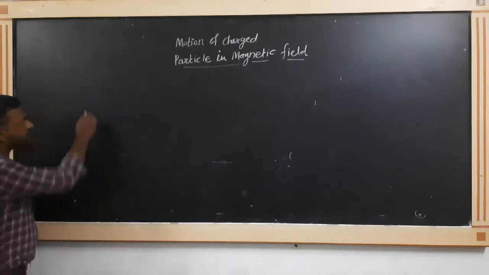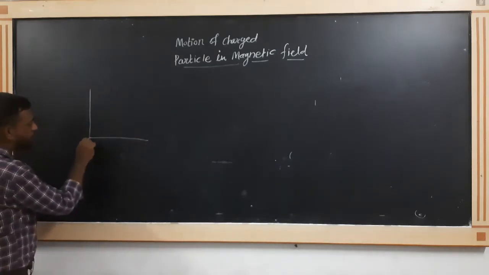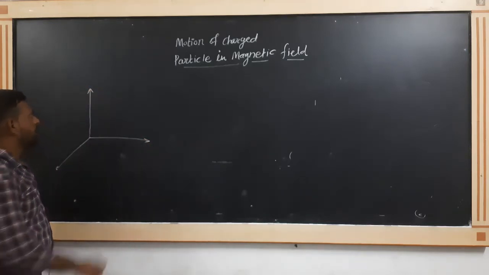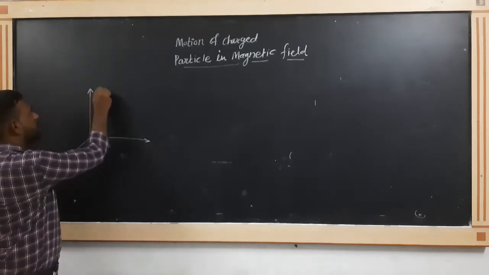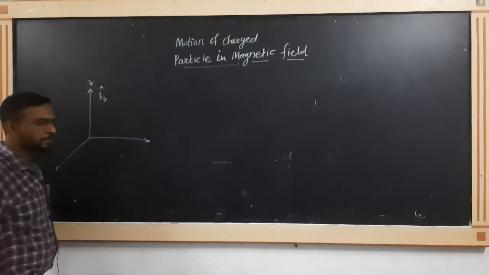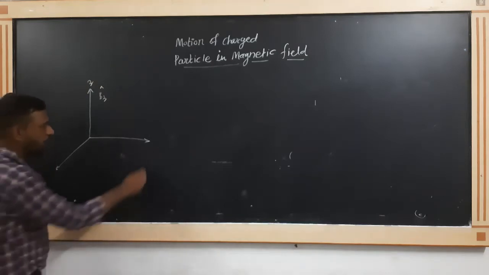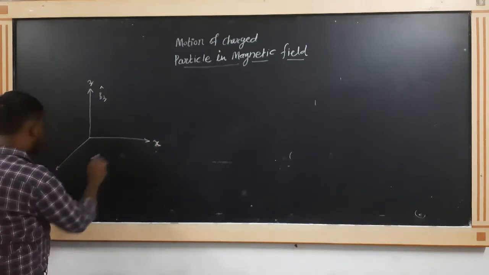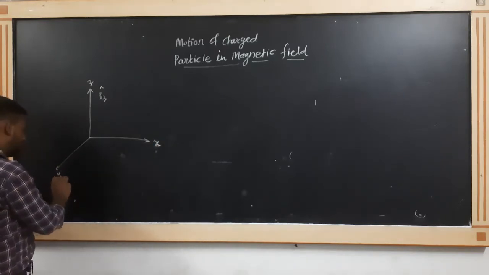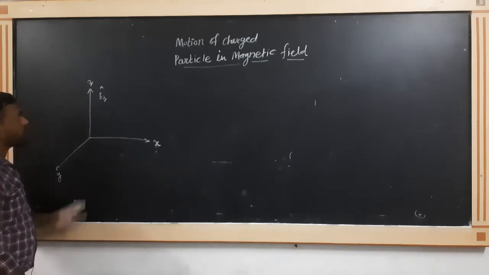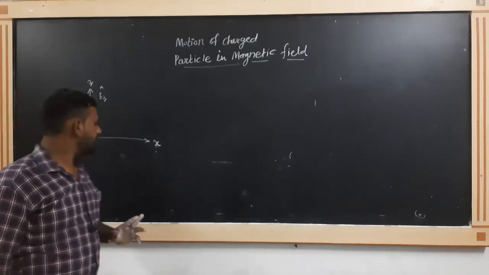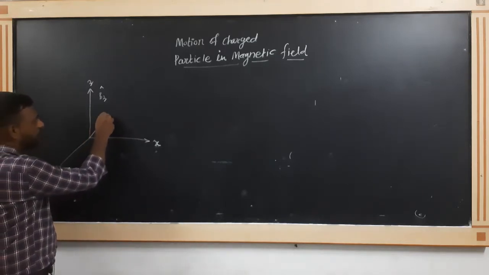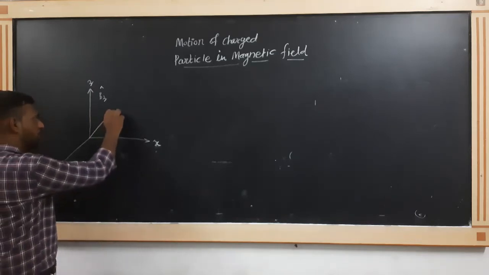Suppose we want to express the motion of the charged particle, we need a three-dimensional coordinate system. Suppose this is the z coordinate, this is the y coordinate, and sorry, this is the x coordinate. The magnetic field is along the z direction. The motion of the charged particle is, let's say, in the xyz space. So this is the motion of the charged particle.